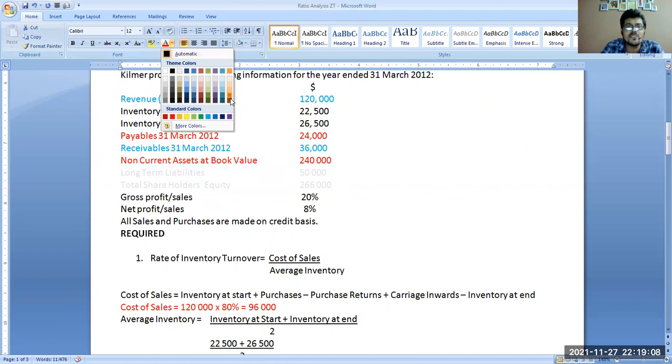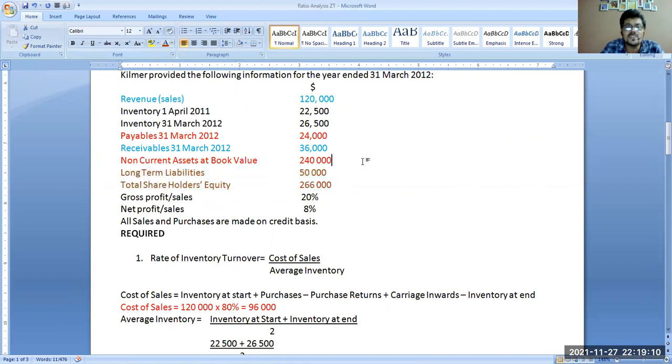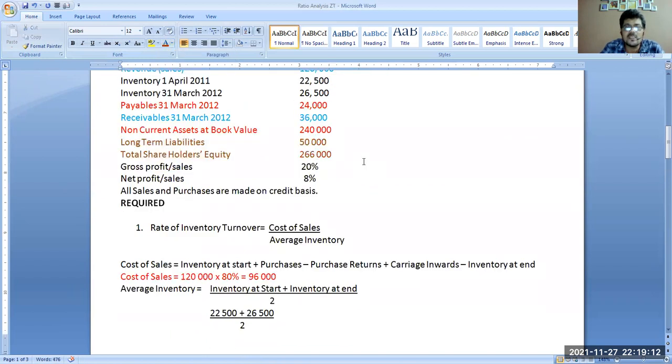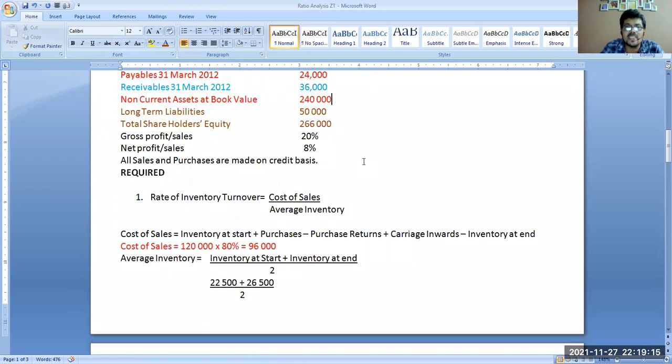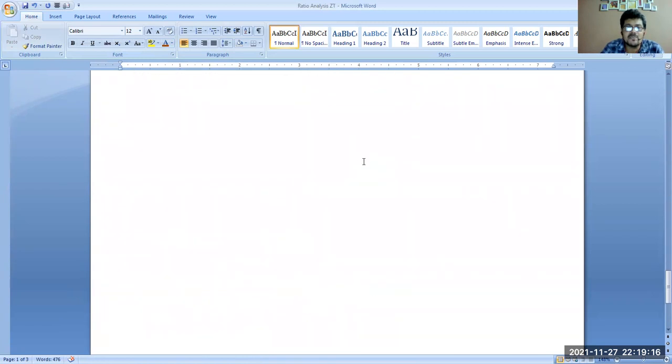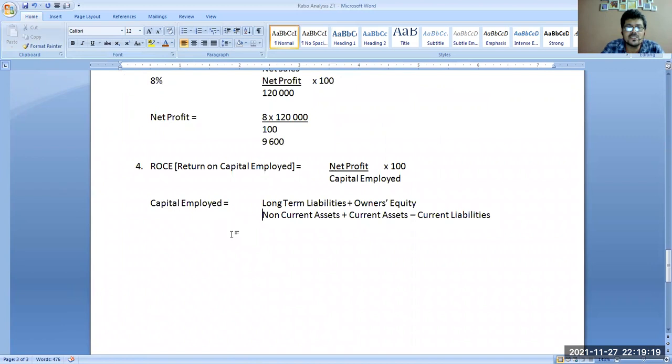Because I have told you there are two formulas for calculating capital employed. So we can calculate like this. In this question, our capital employed would be calculated using this formula. Getting my point clear?